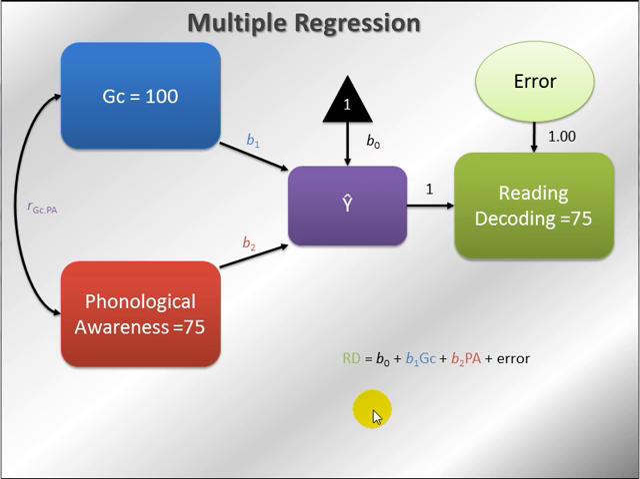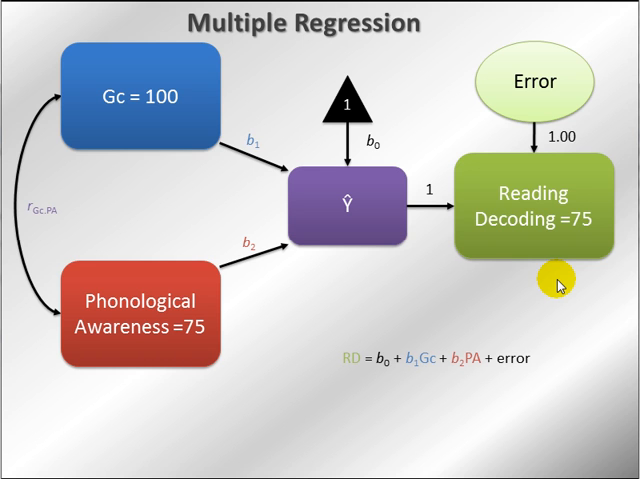So we have an equation. It's reading decoding equals the intercept here plus the slope for GC times the particular score of GC for an individual plus the slope for phonological awareness, B2, times the score for phonological awareness, plus error. What is error? In this diagram, error represents the portion of reading decoding that is not predicted by these two predictors. That is, these two predictors will give us some information as to what the reading decoding score is going to be, or likely to be, but we're not going to hit bullseyes every time. We're going to be off by a certain amount.